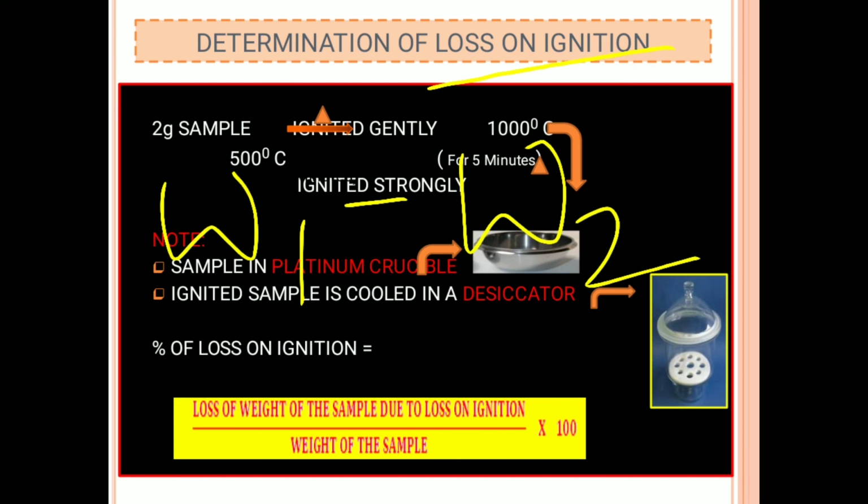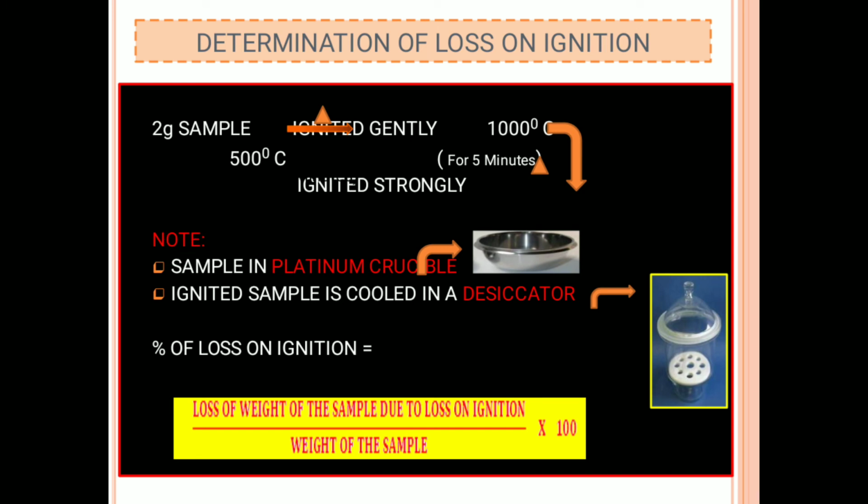Okay, let me conclude this. Take the sample into a platinum crucible. First, ignite it gently at 500 degrees Celsius for 5 minutes. After that, ignite the same sample strongly at 1000 degrees Celsius. After that, cool the sample in a desiccator. Next, calculate the percentage of loss on ignition.